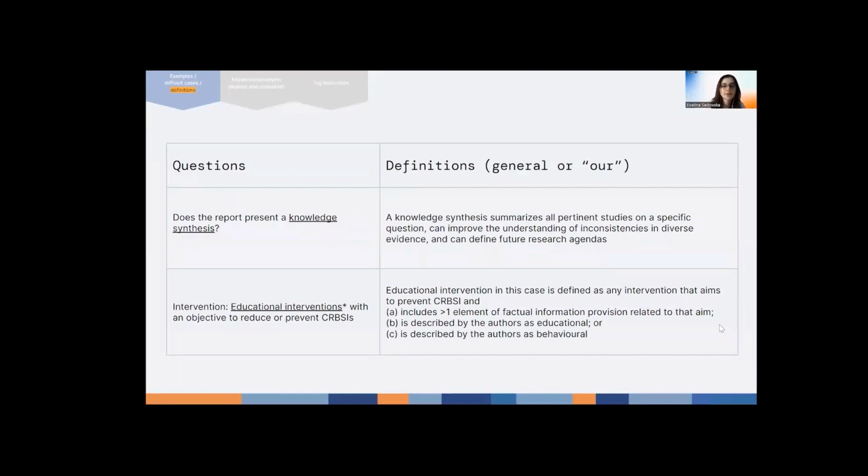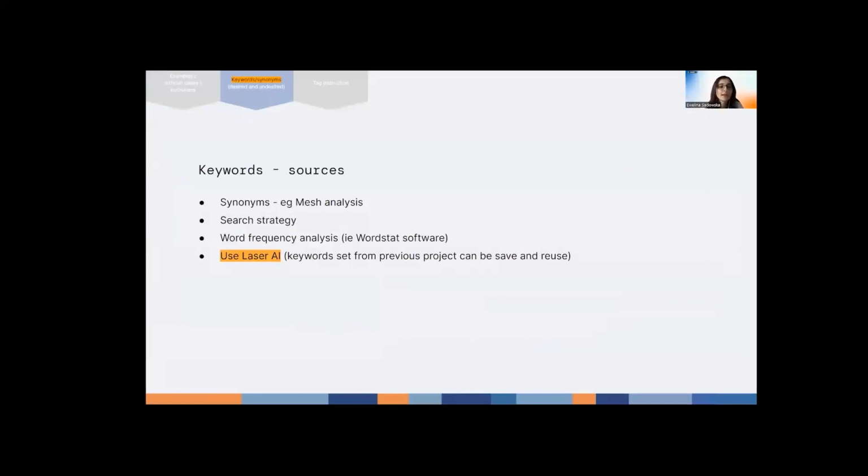In understanding the topic of screening better, definitions are also helpful. We can show general, well-known definitions, like in the first example, or project-specific definitions dedicated to our systematic review, if it's necessary. So next element of our screening guide may be keywords and synonyms. They can be obtained from various sources like MeSH, used previously search strategy, or the analysis of word frequency, for example, in WordSearch software. Moreover, we can use LaserAI to upload keywords from the previous project done in our organization, of course, if they are consistent with the current one.